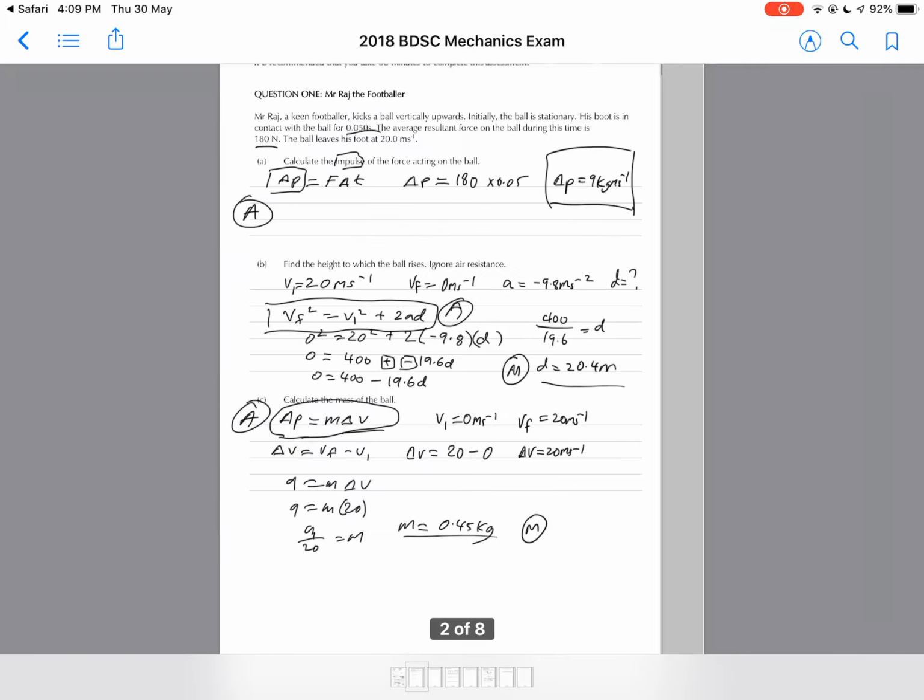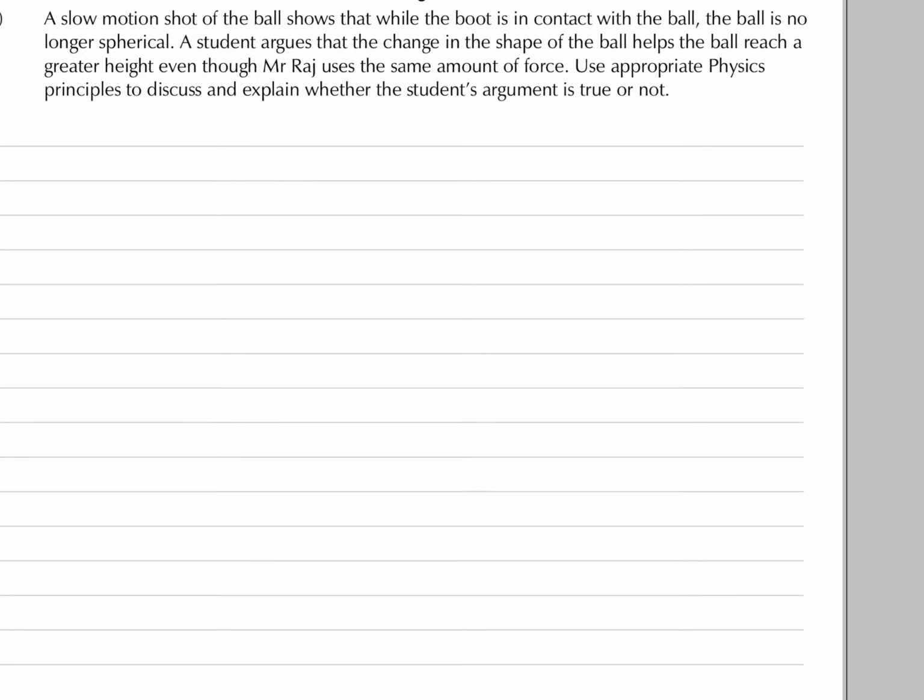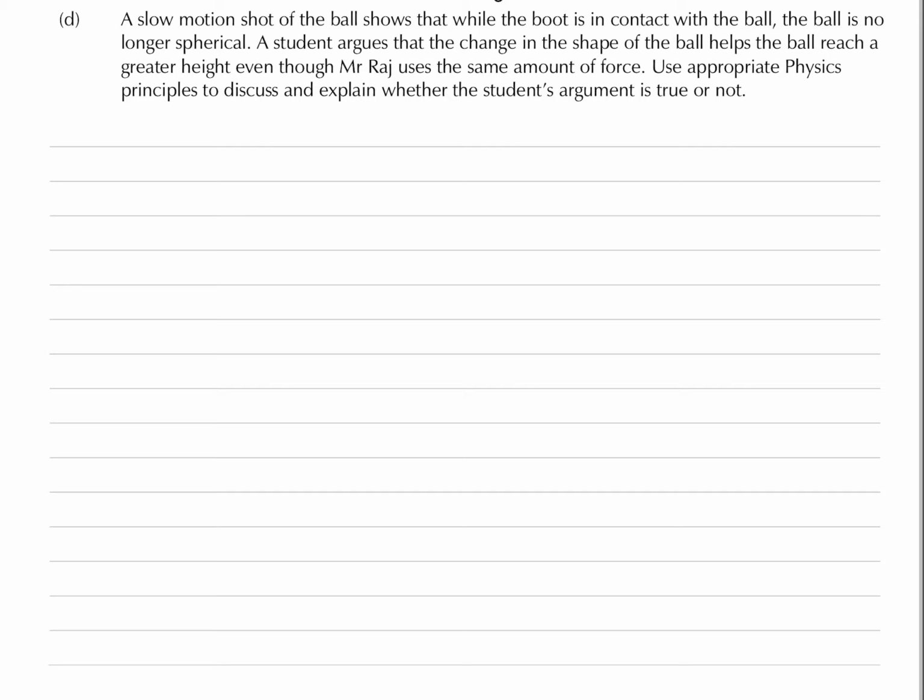Alright. A slow motion shot of the ball shows that while the boot is in contact with the ball, it is no longer spherical. A student argues that the change in shape of the ball helps the ball to reach a greater height even though Mr. Raj uses the same amount of force. Use appropriate physics principles to discuss and explain whether or not the student's argument is true or not.